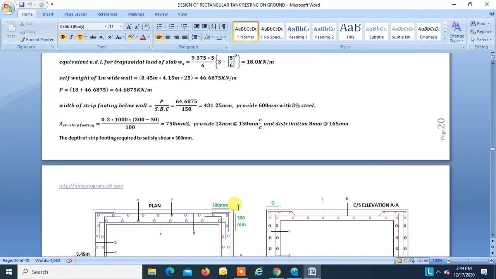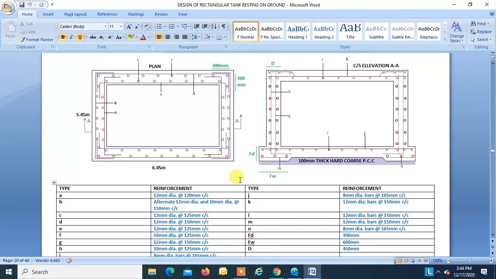So this is how we do the design analysis of the rectangular water tank using IS code 3370. This is the final detailing. This is the plan, and this is the cross sectional elevation AA. This is section AA.